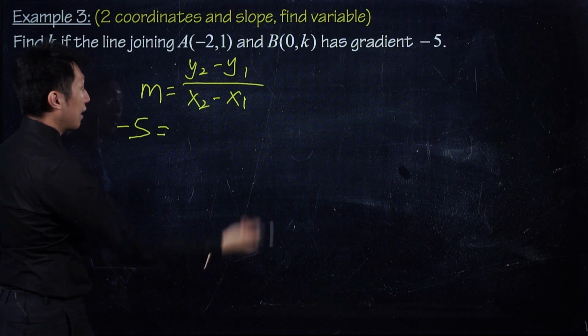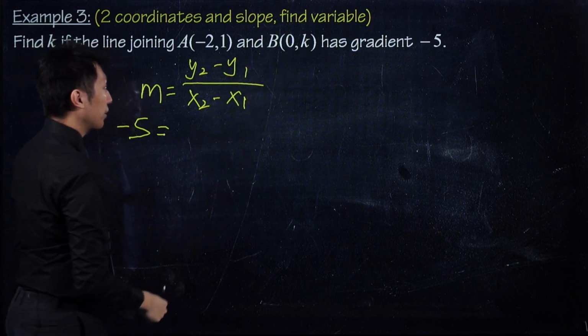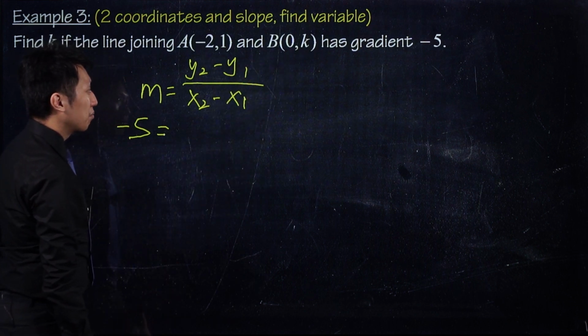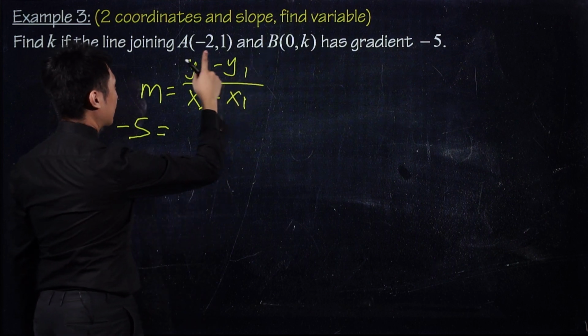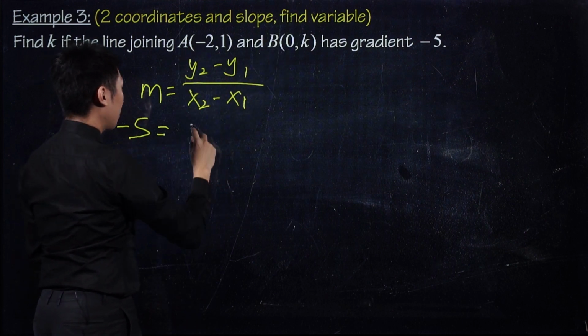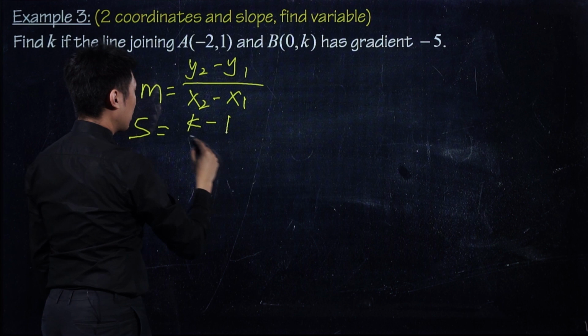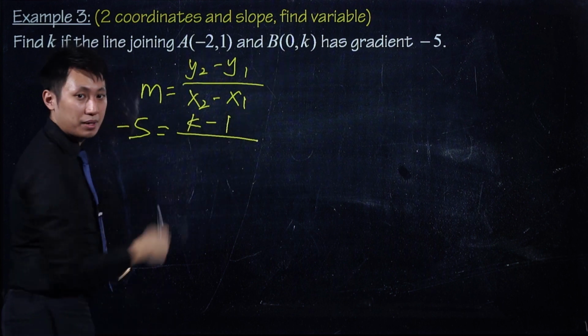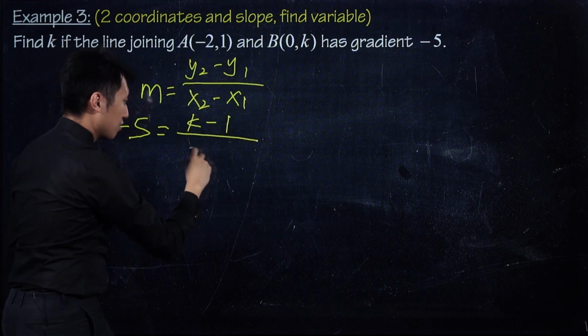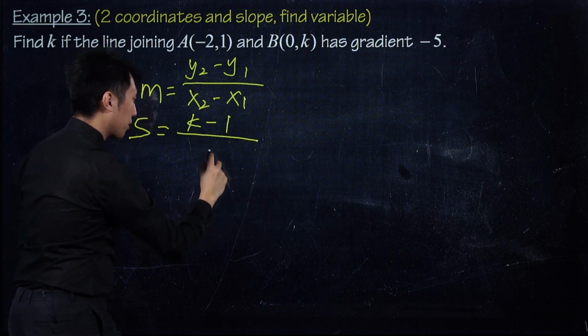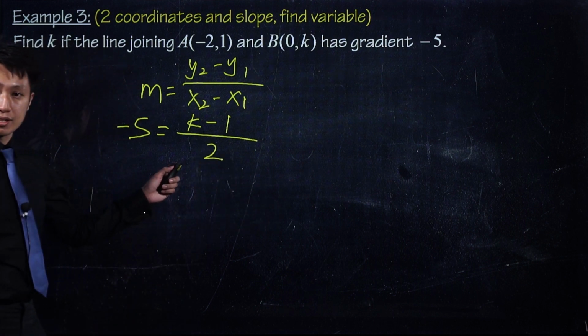Okay, I look at this one. I think I want this one to be my y2 and x2. So I take this one minus this one. So k minus 1 divided by 0 minus minus 2. So it's 0 minus minus 2, so it becomes positive 2. Okay, so I get this one.